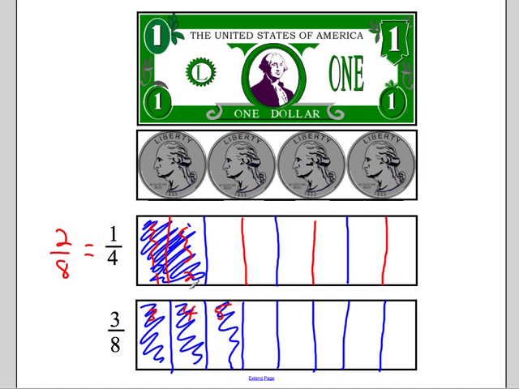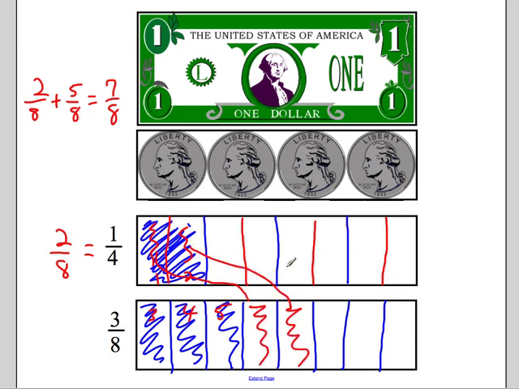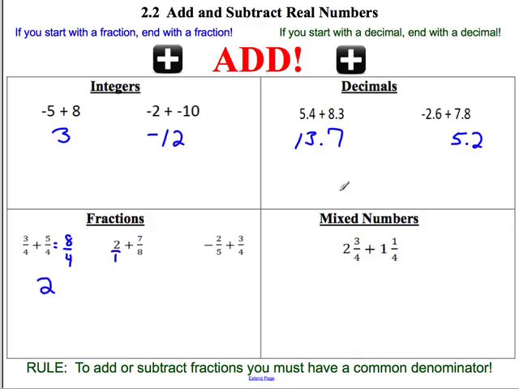So how many total eighths do I have? 2 eighths plus 5 eighths is how many? It is 7 eighths. And if I wanted to, I could just drag these down into here. I could fill them in. Add those on there, and you can see that this really becomes 5 eighths. So that's why it has to be a common denominator, because they're not the same size without the common denominator. So let's go back to this.